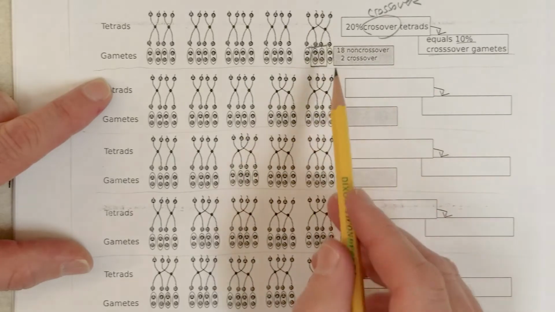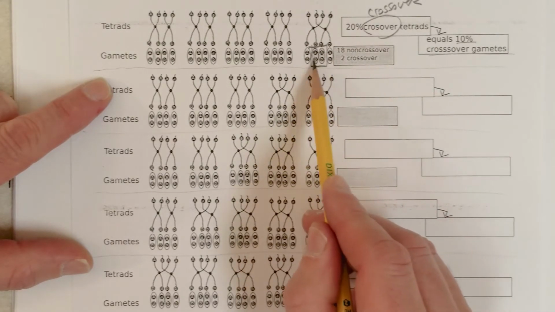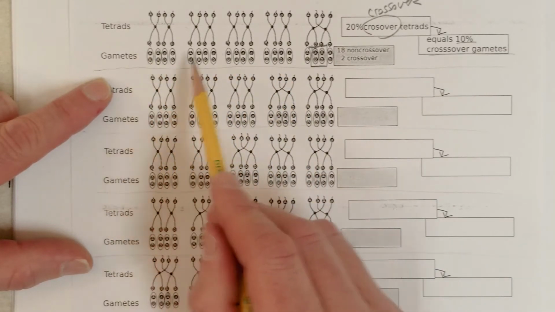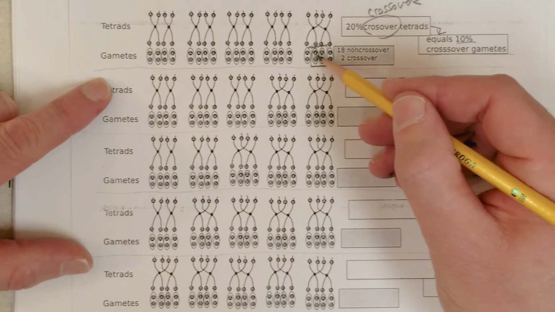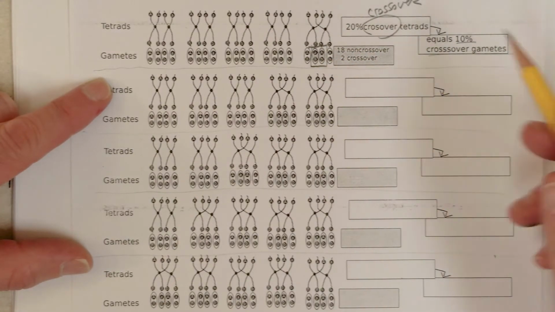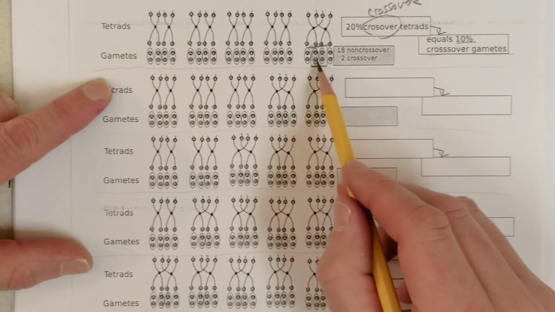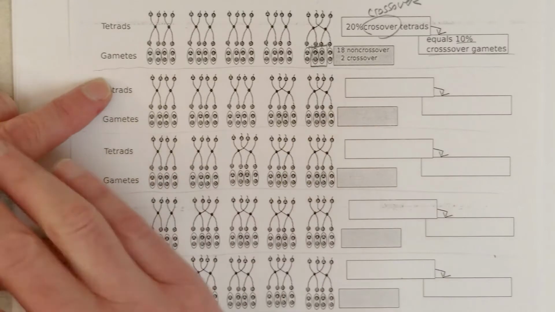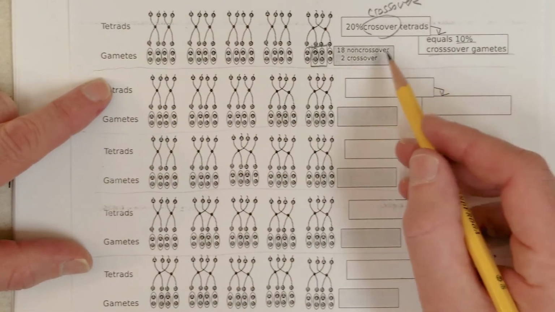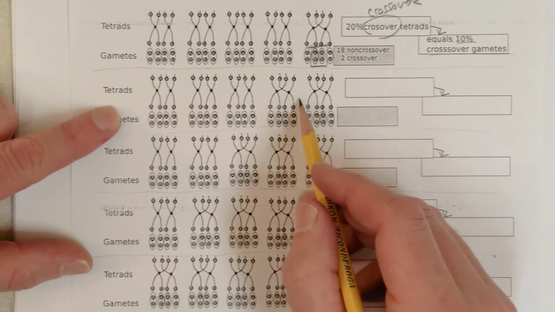1, 2. So if you wanted to count these up, 1, 2, 3, 4, 8, 12, 16, 20. We have 20 gametes in total. Only 2 of them are undergoing the crossover. And again, in the notes, these are colored so you can clearly see only 2 out of 20 are crossover gametes. So 2 out of 20 is 10%. Okay, everything makes sense. So let's go down here.